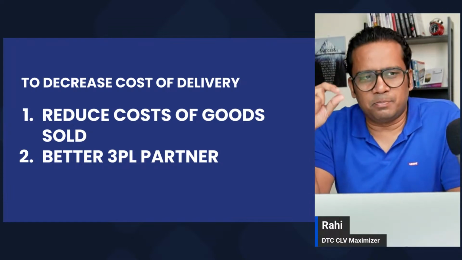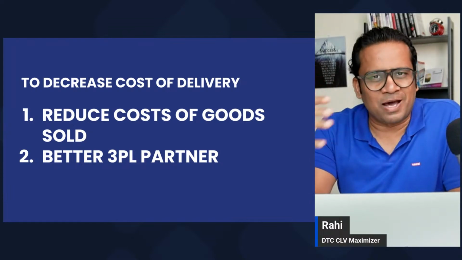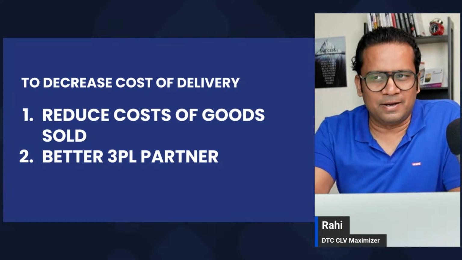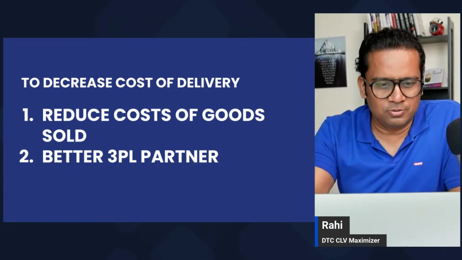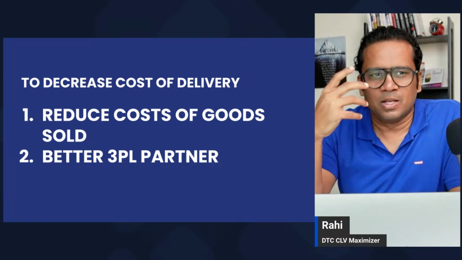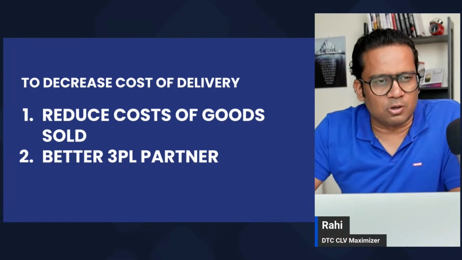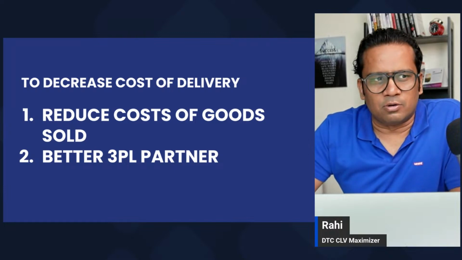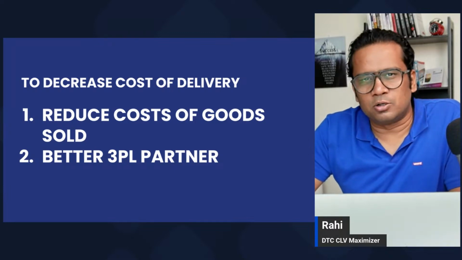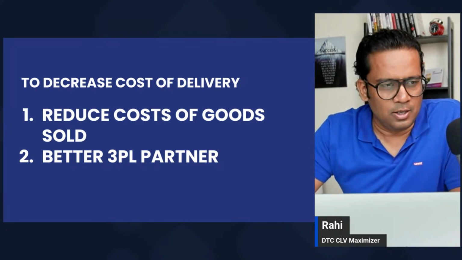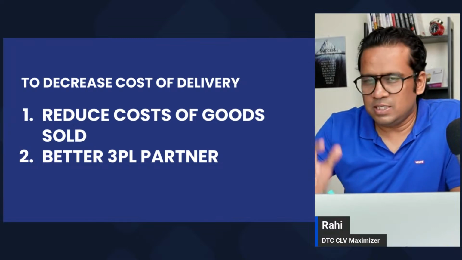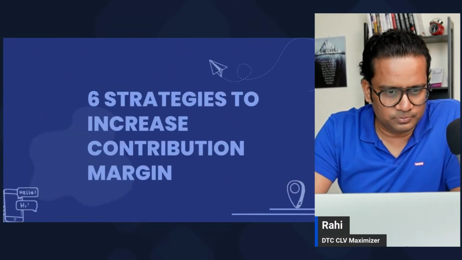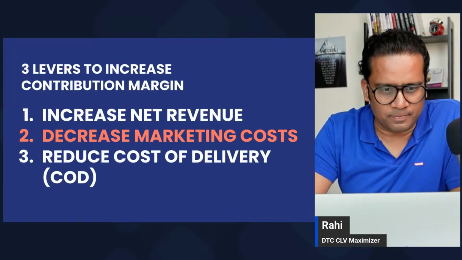But the percentage improvement you can get from marketing and net revenue will be huge compared to cost of delivery. But it's always good to keep looking at it and trying to figure out better ways or cheaper ways to make the product. And so these are the three levers, just to recap.